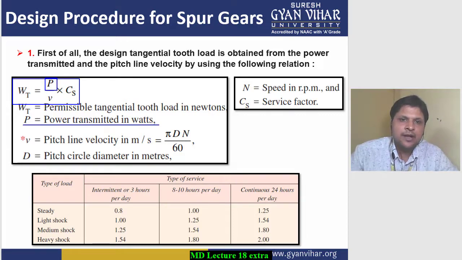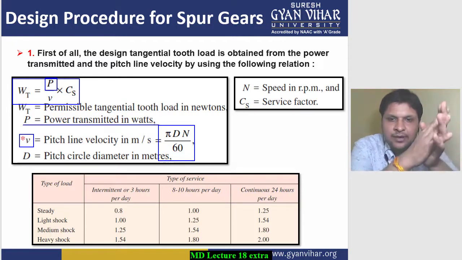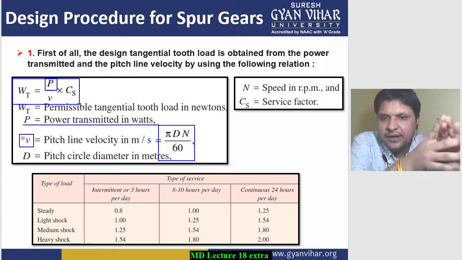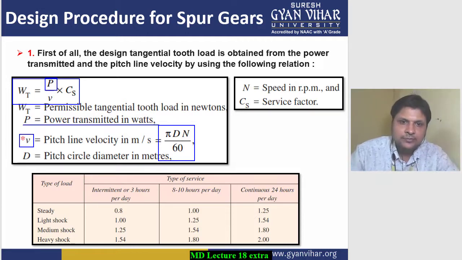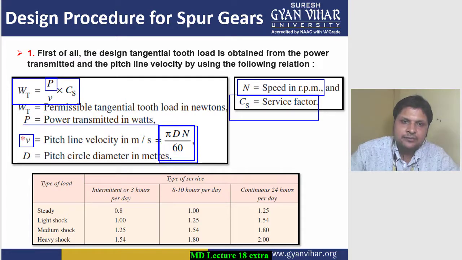Since the service factor has to be used, the complete formula is P by V into CS, where V is the velocity, known as the pitch line velocity, and it can be calculated by the formula V equal to pi dN by 60. In this way the tangential load can be calculated. N is your speed in RPM, CS is your service factor, and finally V, the pitch line velocity, is calculated by pi dN by 60.